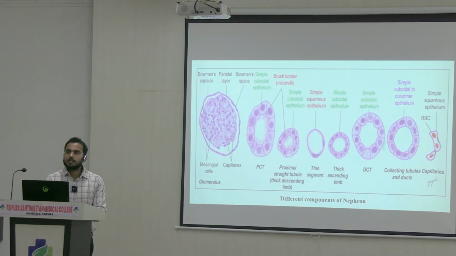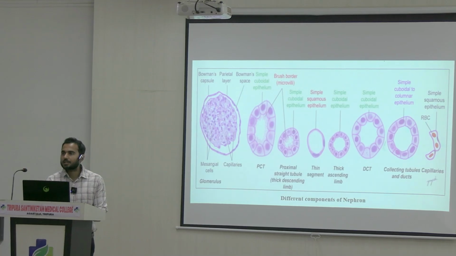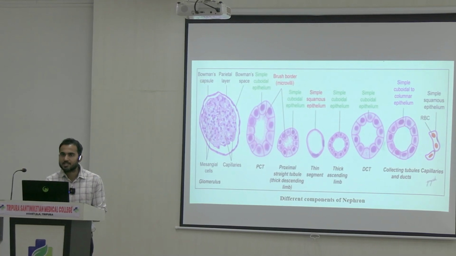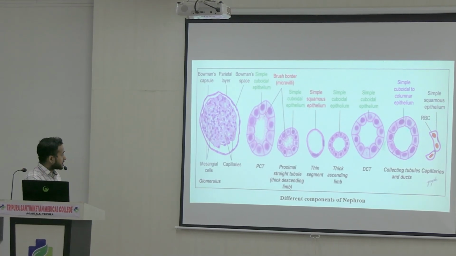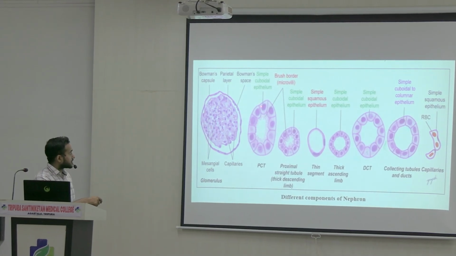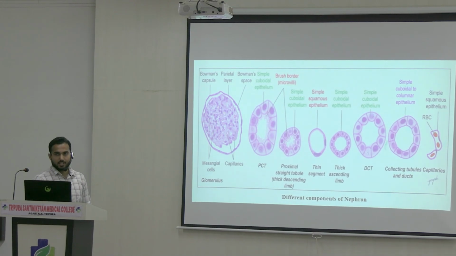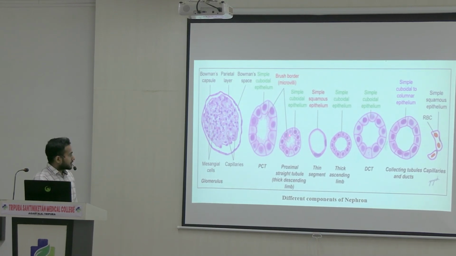Now if you see the lining of the renal tubule, multiple different types of cells are there. In each and every part we are not getting the same lining epithelium, it is different. Here you can see first, what is this? This is the PCT. You can see simple cuboidal epithelium, and here the brush border is present, that is the microvilli. Next, this is the straight tubule. Here also you can see simple cuboidal epithelium with brush border.